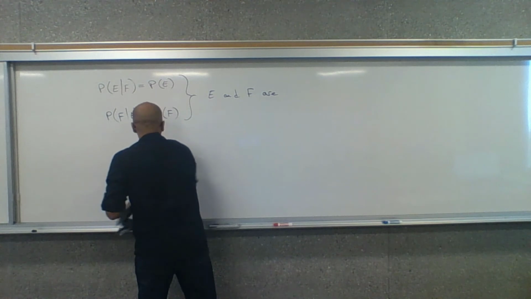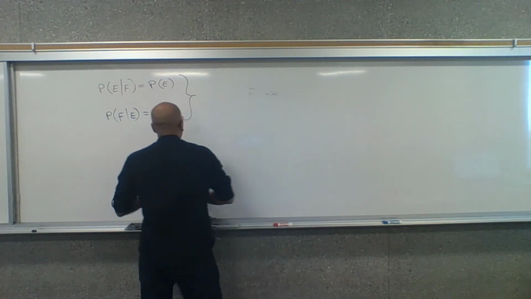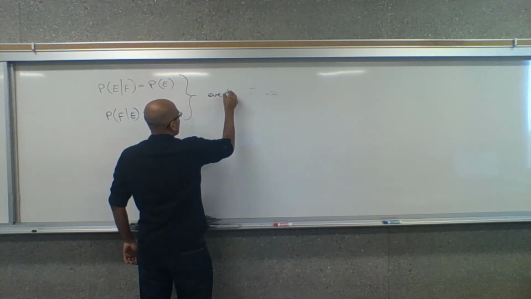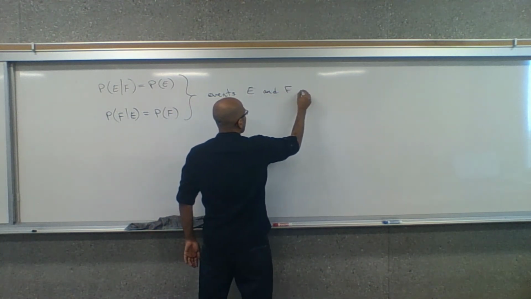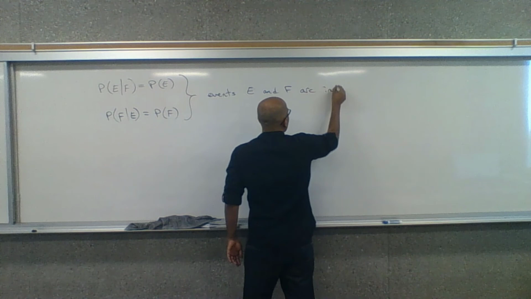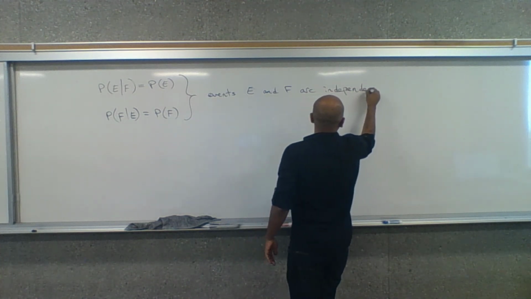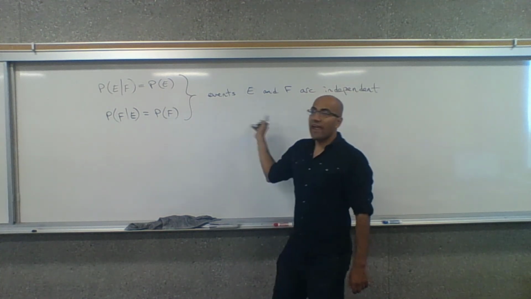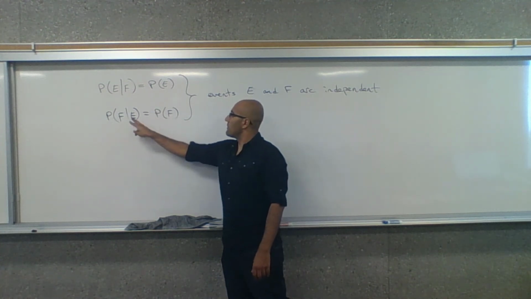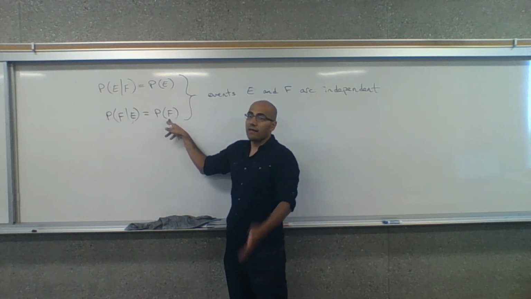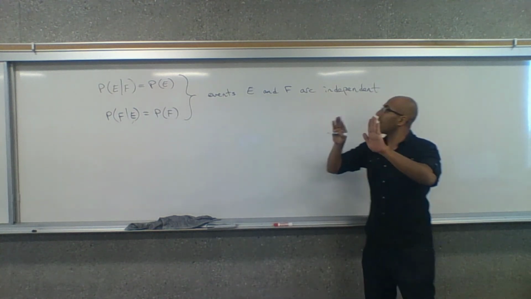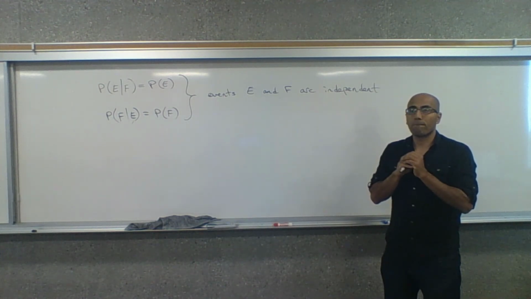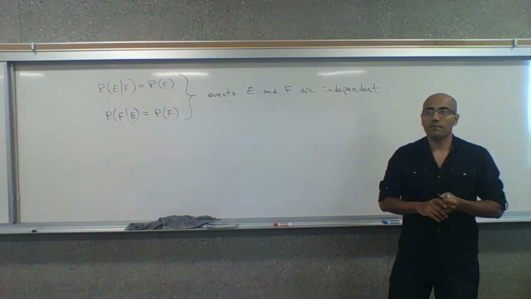Oh, I should say events E and F are independent. If that fails, if in fact this does not equal that, or the other way around, then we'd say E and F are dependent. Good? Questions, comments, issues?